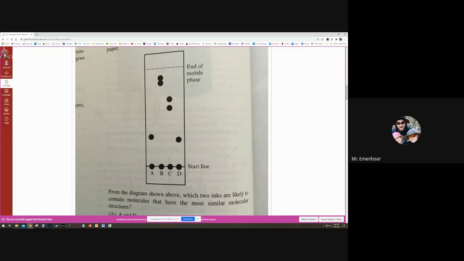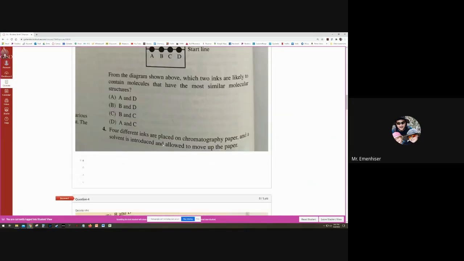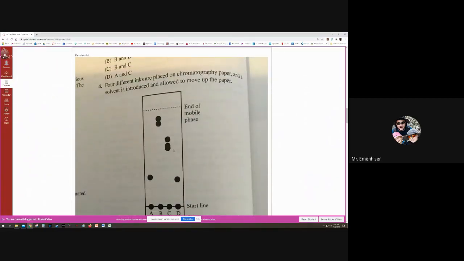Okay, and it'd be these 2, A and D. These are pretty close to each other, right? It's not that far off, and so these are probably the same thing, or they have very similar structures, right? They reacted on the paper the same to produce a dot almost in the same place. These guys have 2 dots way up here. That's quite a bit of difference here, and then these 2 are very different. So these 2 have dots in the same relative place, and so they're likely the same compound. So A and D.